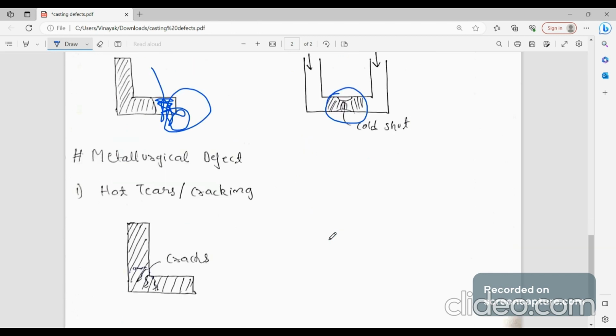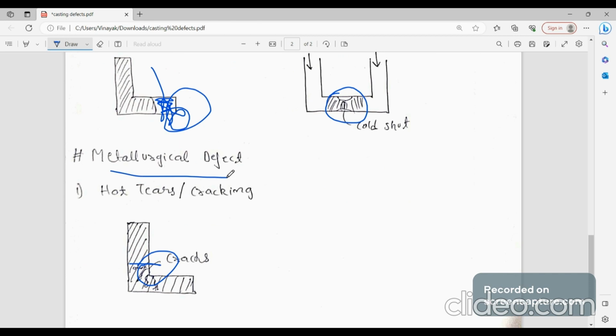And the last one is metallurgical defect. In this there is only one, that is hot tears or cracking. Here we can see that due to the non-uniform surface, shrinkage of material will be different and there will be internal cracks or outside cracks due to the internal stresses. This can be avoided by giving chills and padding. Here we can give chills and padding. This is due to the wide range of solidification time. So this is known as metallurgical defect.